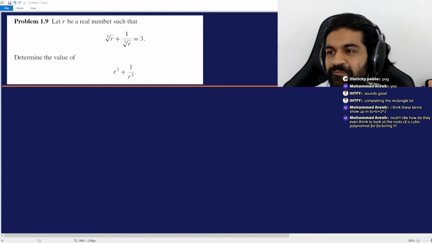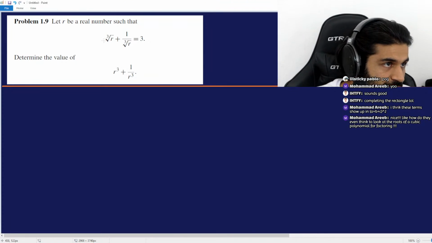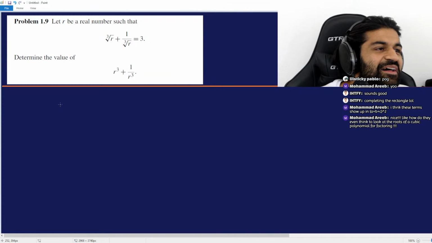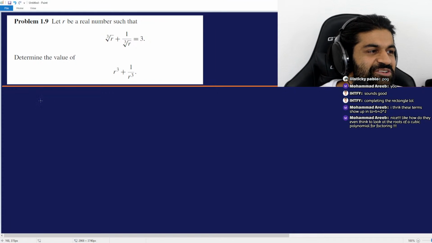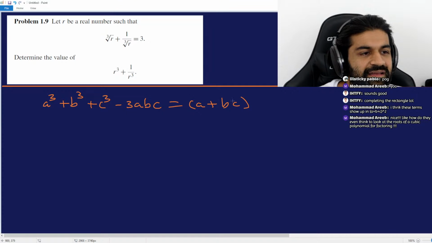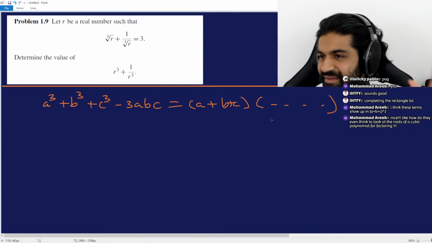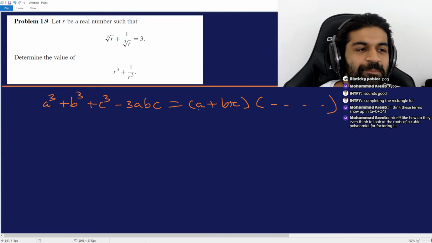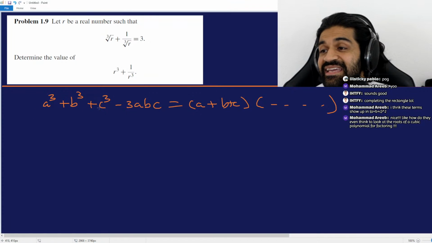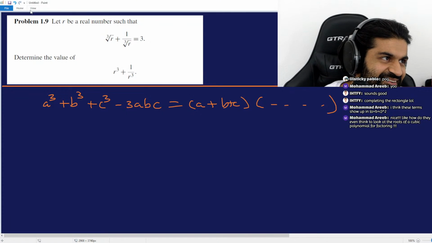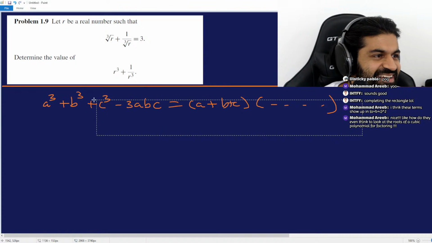Okay, so how are you going to do this? Well, here's one interesting implication of the factorization that I showed you. The factorization is that a cubed plus b cubed plus c cubed minus 3abc is equal to (a plus b plus c) times some stuff, right? So in particular, this is telling me that if a plus b plus c is 0, then a cubed plus b cubed plus c cubed is always going to equal 3abc, which is a very, very interesting identity.